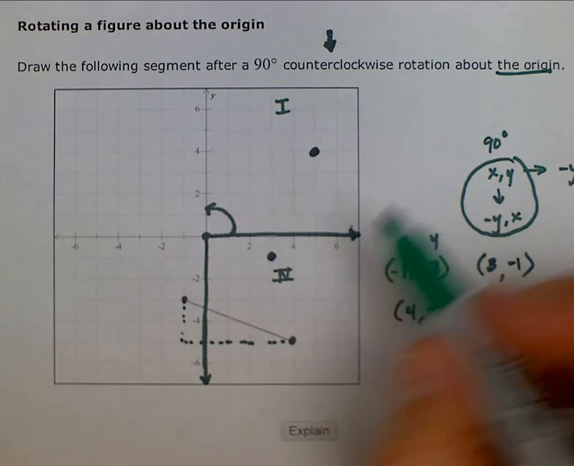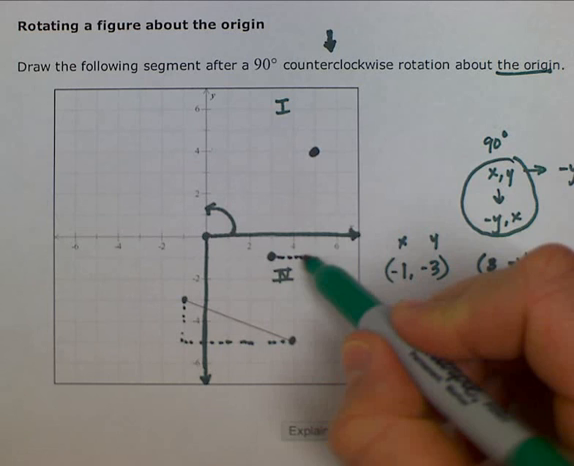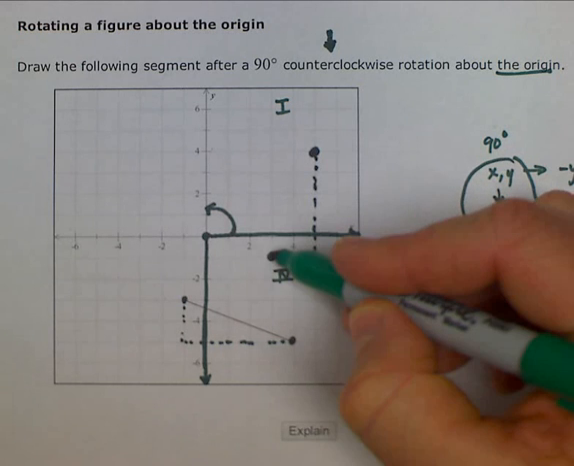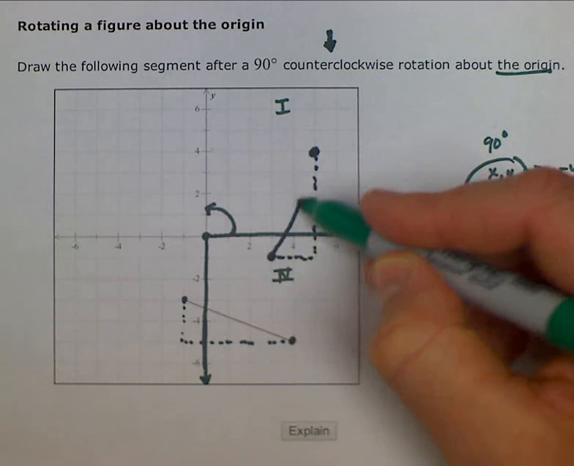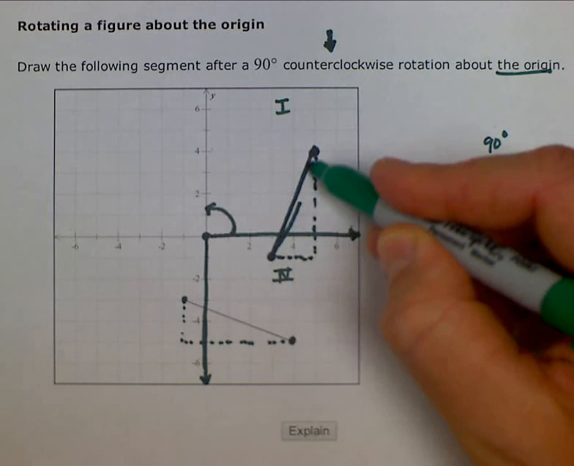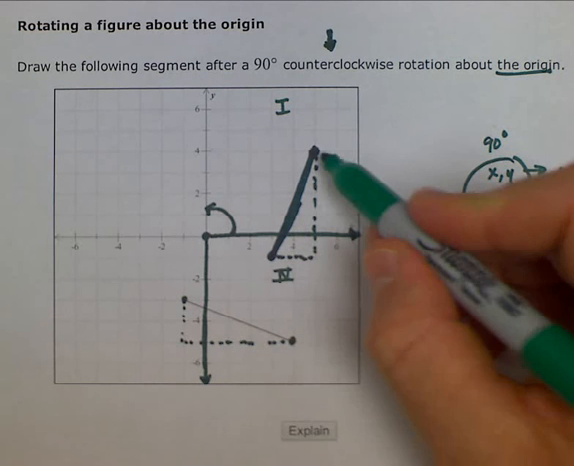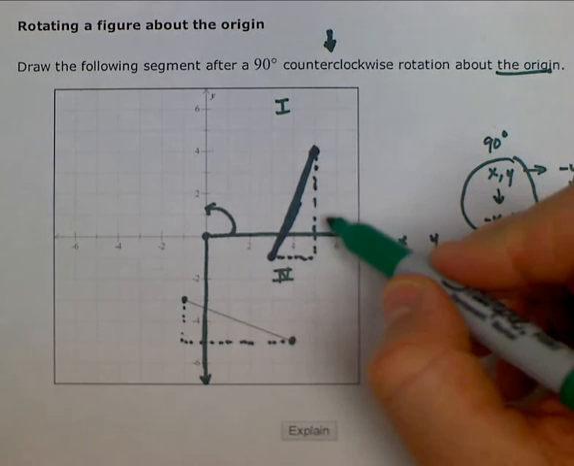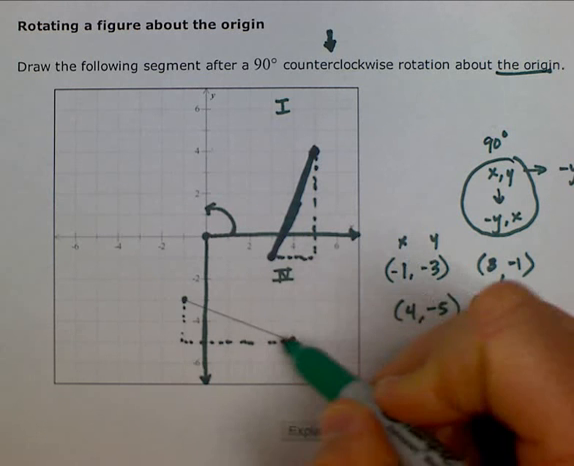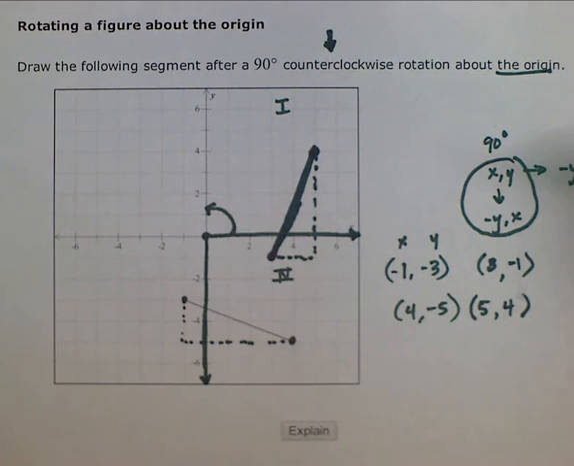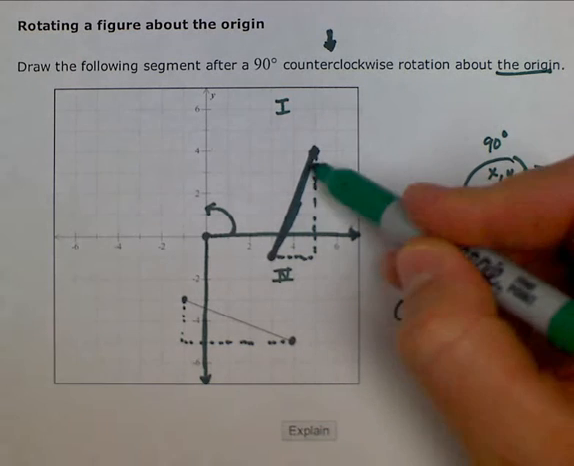And we see it has the same general slope, kind of a sloppy line there, but there's our new segment. The slope obviously would be different now because what was the horizontal shift is now the vertical shift, but the triangle is congruent.